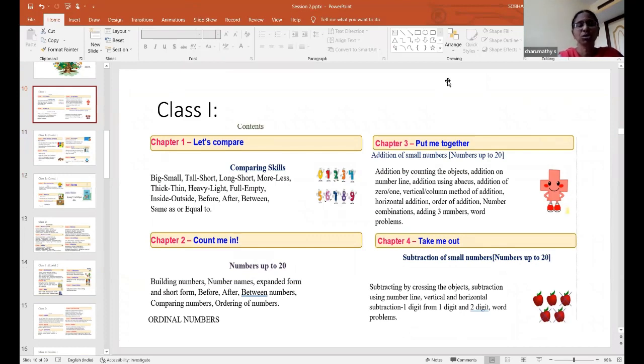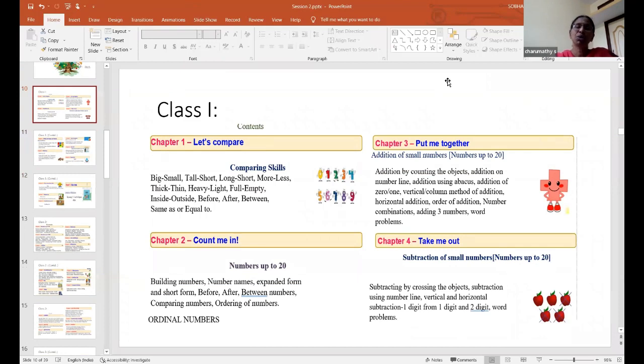Next comes put me together. Here again, instead of simply saying addition, we have done away with the word addition. We have used the phrase put me together. So by the name put me together itself, they'll understand when certain numbers or certain objects are put together. When we put things together, we are actually adding.